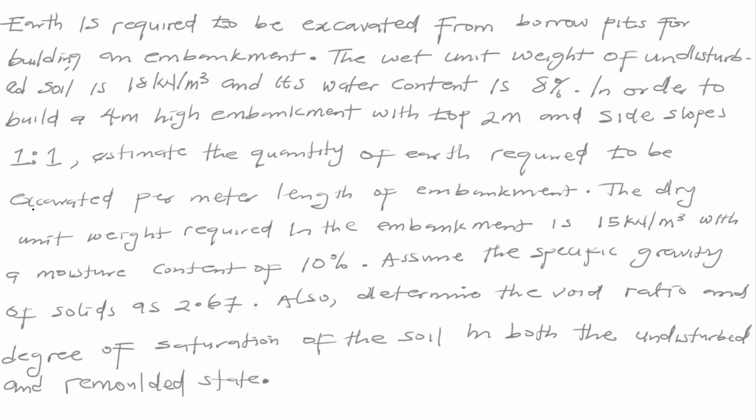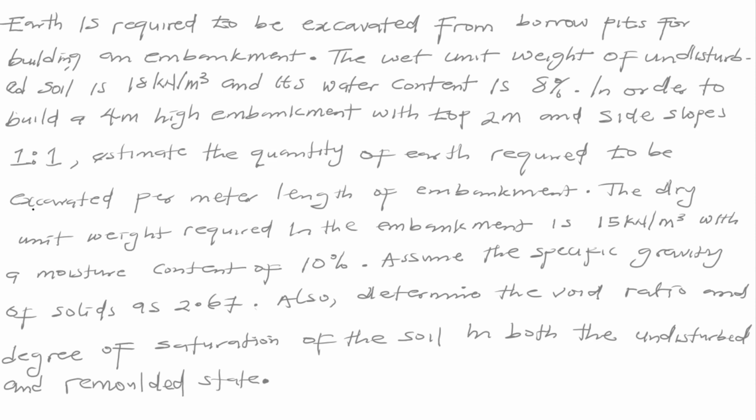Welcome. The question before us says, earth is required to be excavated from borrow pits for building an embankment. The wet unit weight of undisturbed soil is 18 kilonewtons per meter cube and its water content is 8%. In order to build a 4-meter high embankment with top 2 meters and side slopes of 1:1, estimate the quantity of earth required to be excavated per meter length of embankment.